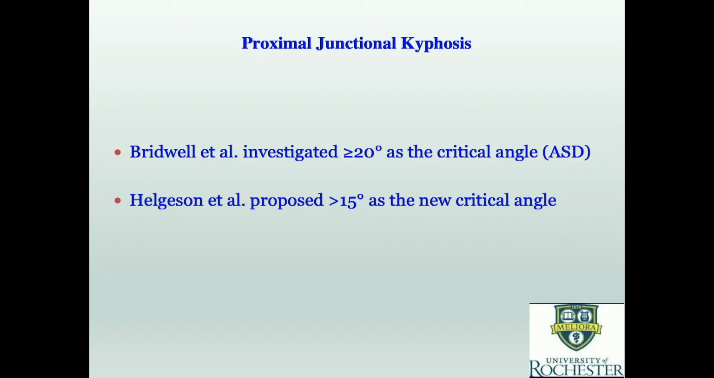There have been a couple of studies. A study by Bridwell reported 20 degrees, and they recommended considering 20 degrees as a critical angle to define proximal junctional kyphosis. Another study proposed 15 degrees. We still maintain 10 degrees, but part of the reason for the suggestions to change the definition is that the majority of these patients are asymptomatic.